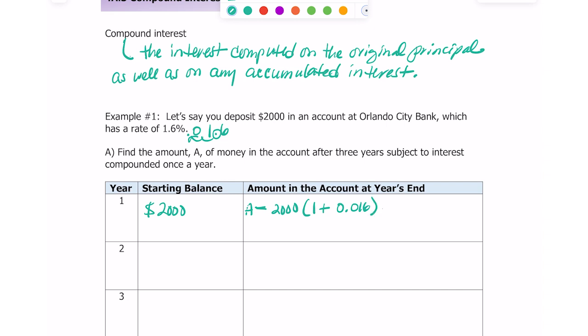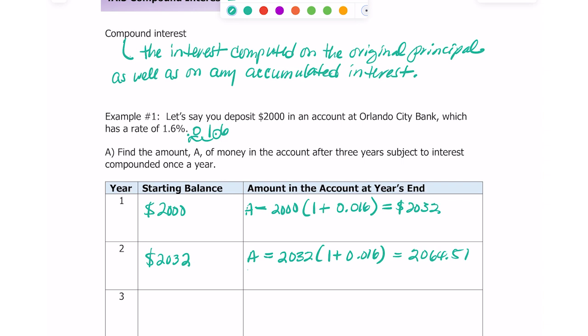If you multiply this out, 2,000 times 1 plus 0.016, you end up with $2,032. So that's year 1. We want to find out how much money is in the bank after 3 years. So you made $32 interest. In year 2, my starting balance is now $2,032. I have my principal times 1 plus my rate times my time, and again, time is 1. And you end up with $2,064.51.